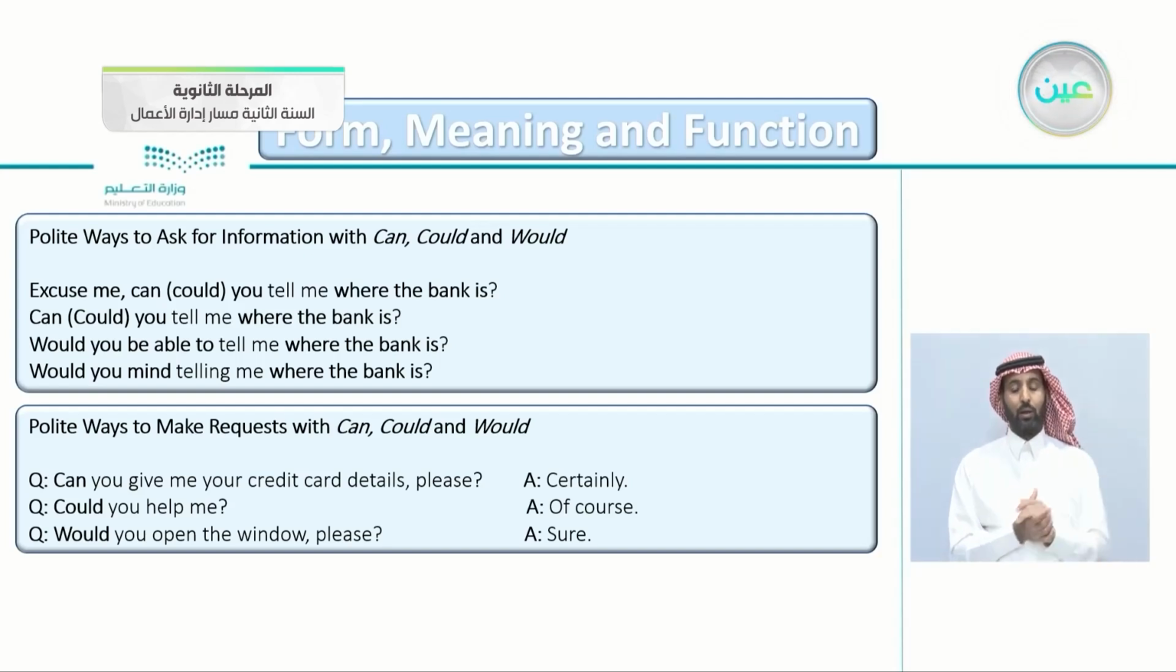The first one: can you give me your credit card details, please? Of course, please is a polite word here. The answer is certainly. The second question: could you help me? Of course, this is a polite way of asking. The answer is of course.